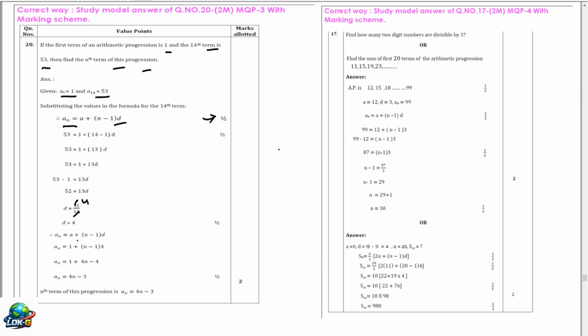Therefore, an is equal to a plus n minus 1 into d. Put d is equal to 4 and a is equal to 1. an is equal to 1 plus 4 into n is 4n minus 4. 1 minus 4 is minus 3. Therefore, the nth term of the AP is 4n minus 3.